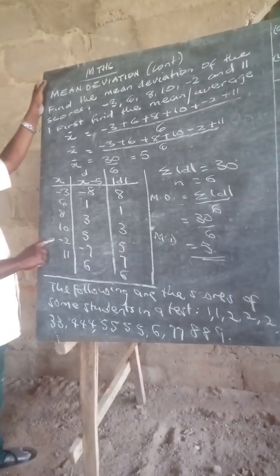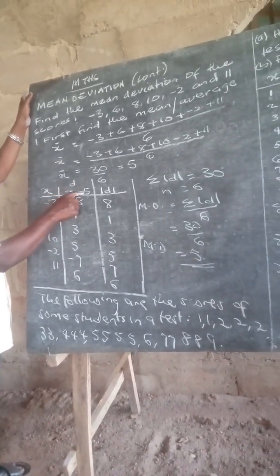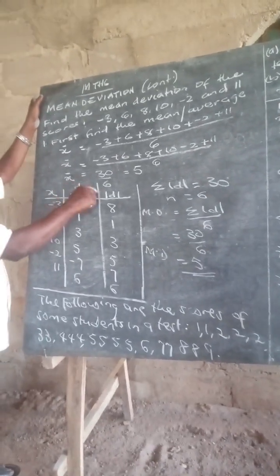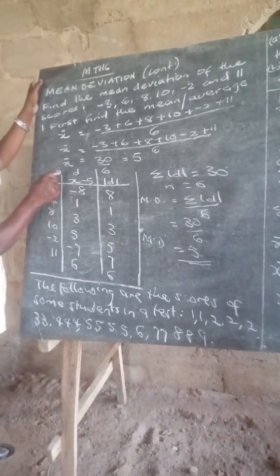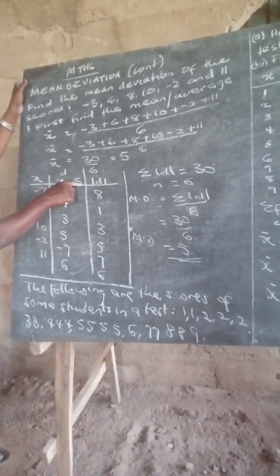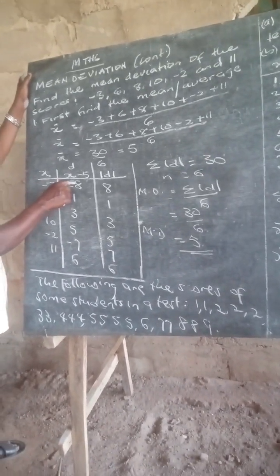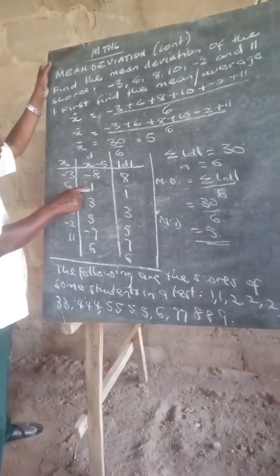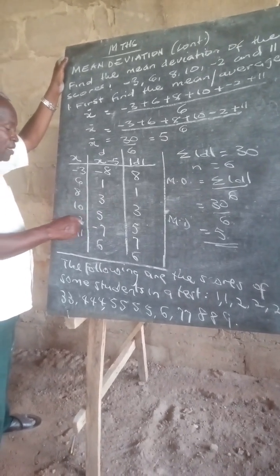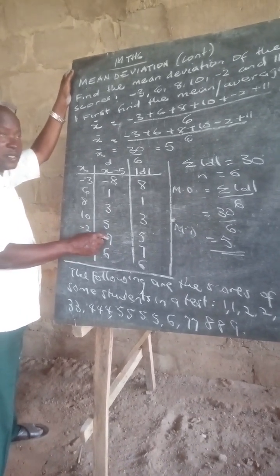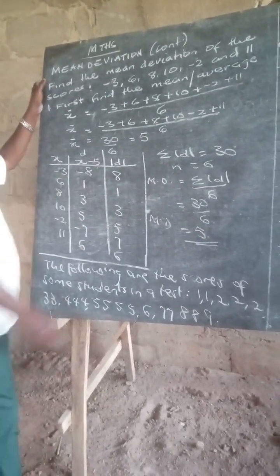X, these are the scores, minus 3, 6, you can see them here. Then the deviation is X minus X bar, that is, deviation from the mean of the scores. So we are subtracting 5 from the scores. Minus 3 minus 5 will be equal to minus 8. 6 minus 5, 1. 8 minus 5, 3. 10 minus 5, 5. Minus 2 minus 5 will be equal to minus 7. Good. Then, after doing all that, you find what?